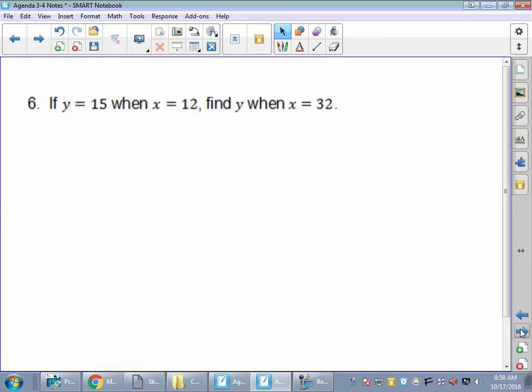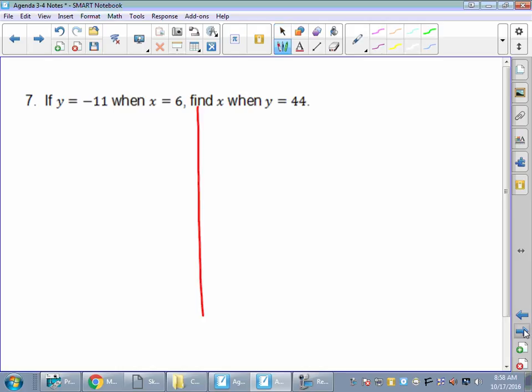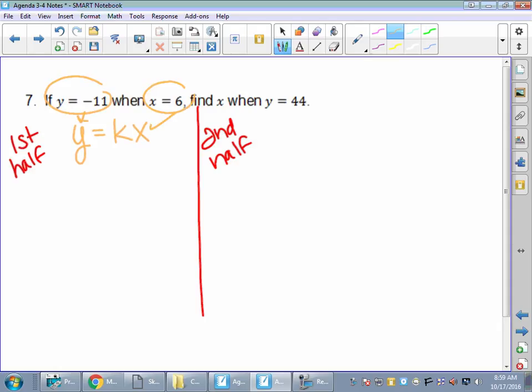All right, let's skip this one. We'll do this one together. Let's go to problem number 7, because I want to make sure that you see we can have some ugly numbers here. If y equals negative 11 when x equals 6, find x when y is 44. I'm going to draw my first half and second half. I do that because it helps to keep things from getting splashed together. So start with your kx equation, y equals k times x. Let's put that negative 11 in there and that 6 in there. This one's going to be a weird looking answer. Negative 11 equals k times 6.